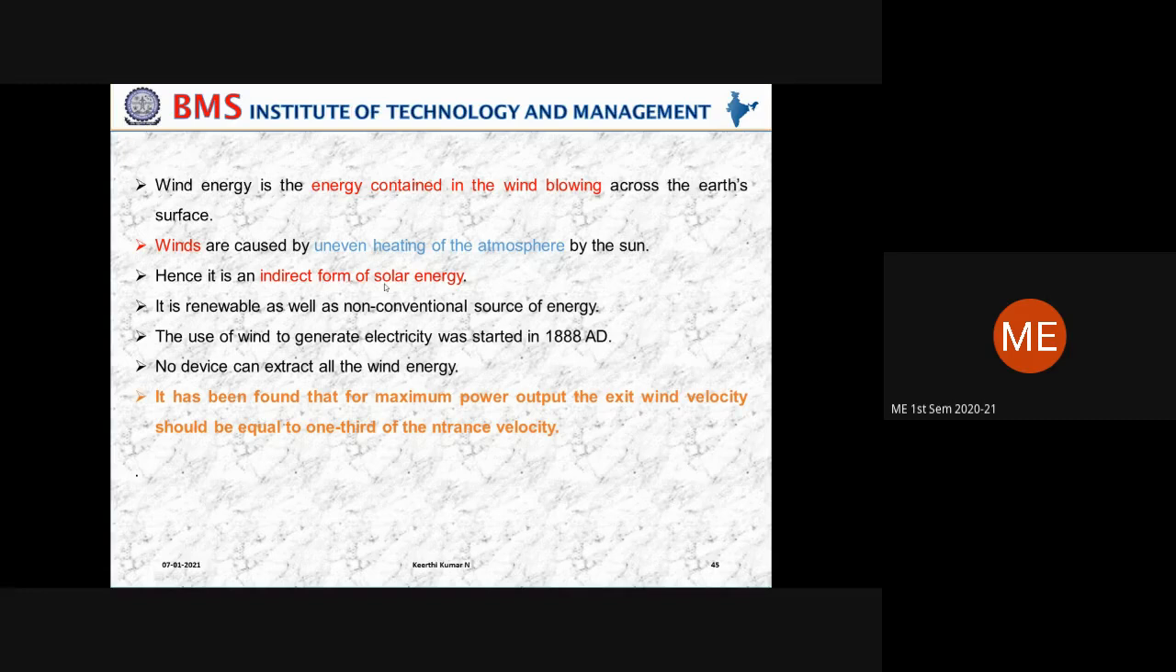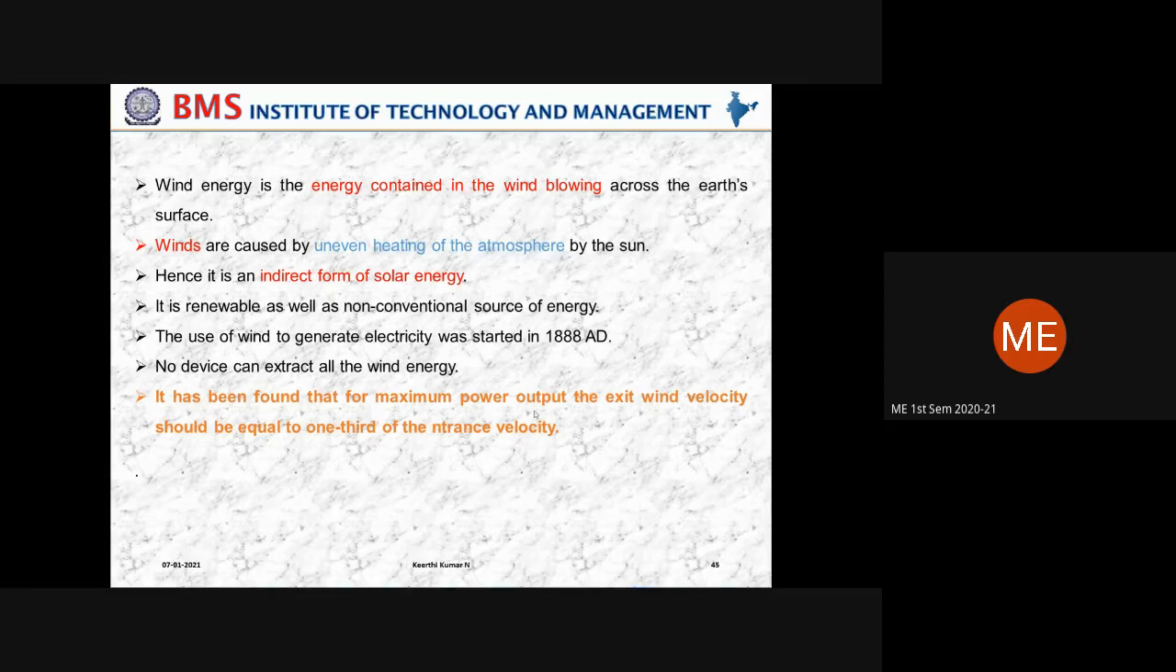So what is the major source of producing the density difference? The major source of producing airflow is the sun. So it is called an indirect form of solar energy. And it is renewable, non-conventional, and the first wind electric plant was installed in 1880. It is well known from 1880. And no device can extract all the wind energy. As you know, there is a size limitation of the windmill. All the wind energy we cannot extract from one windmill.